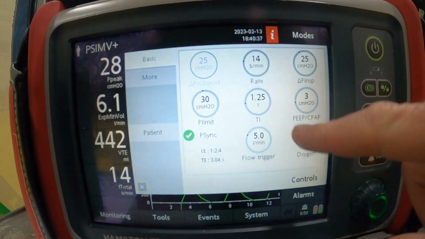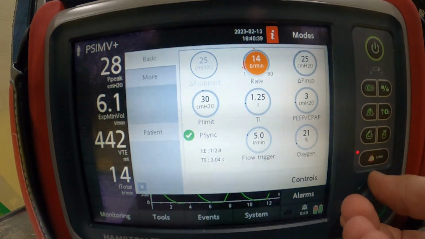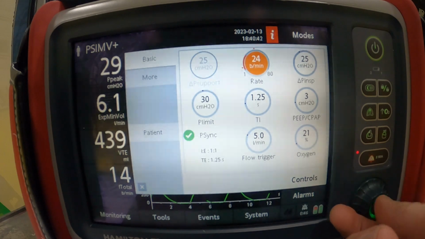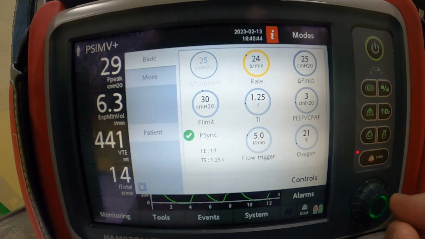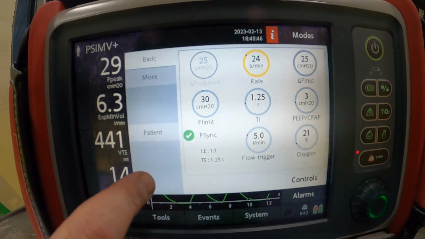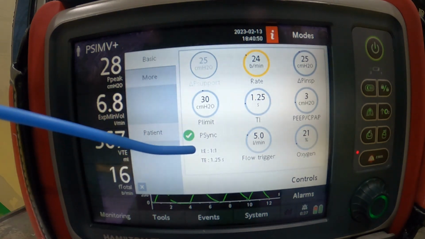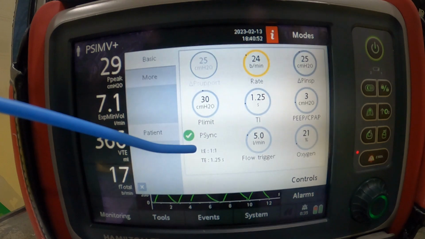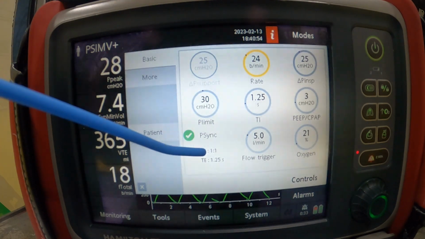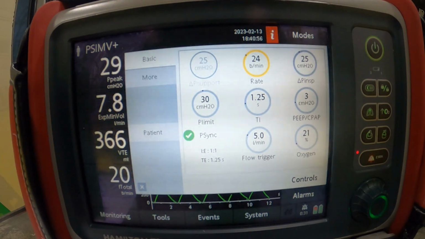So we're going to go into controls so you can see what you're looking at. Let's take it up to about 24. You take the rate up because you want to blow more CO2 off. Notice that once I take the rate up, it changes my IE ratio. So you have to realize that changing the rate changes that IE ratio. Now it's a 1-to-1. Okay?